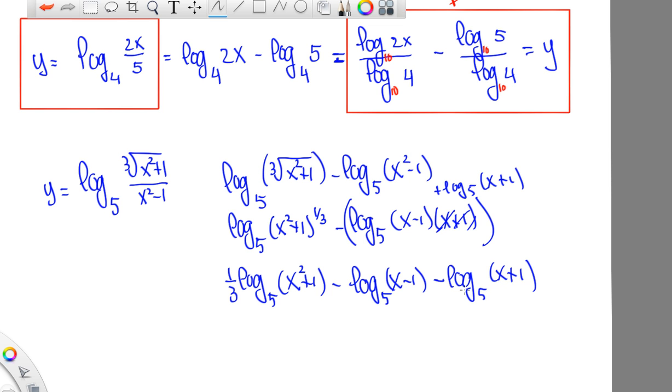So now I rewrote it into simpler parts, and that would allow me to maybe do some work with this. Okay? Alright, thank you.